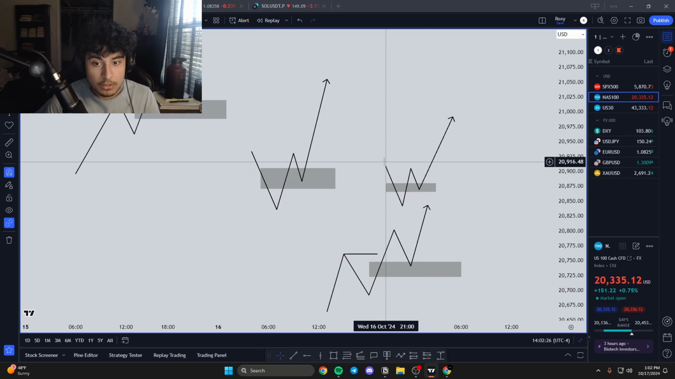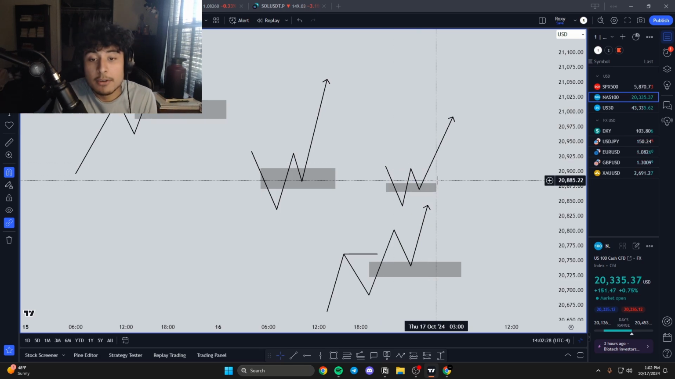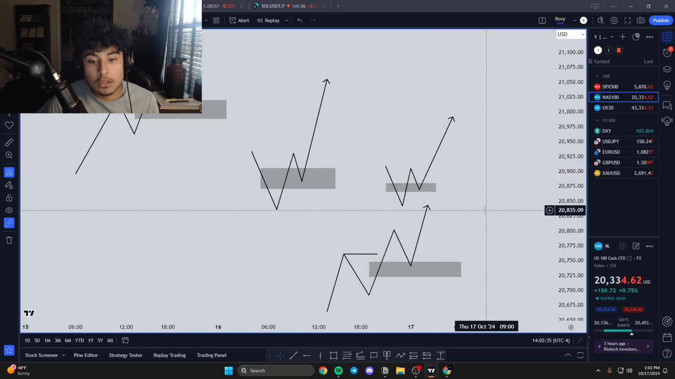Then I just look for a lower time frame inversion tapping into the higher time frame PDRA, and that's all I do. I continue to scale down and look for certain things like this to give me the confluence to then take the trade. That's all I look for. And you can see that here.